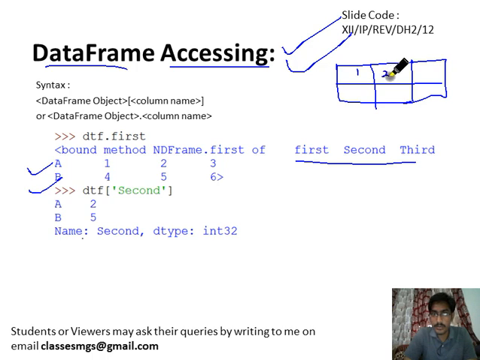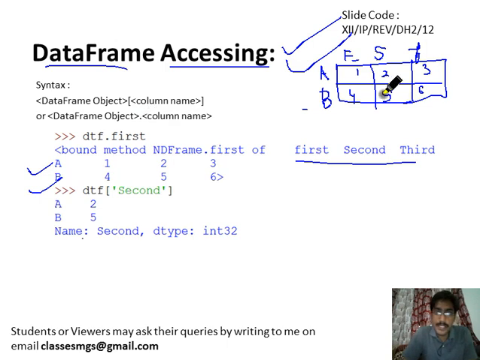In the last video we created a data frame like this. The values are 1, 2, 3, 4, 5, 6, and the column labels were first, second and third. The labels of the rows were A, B. These are the first, second and third columns.